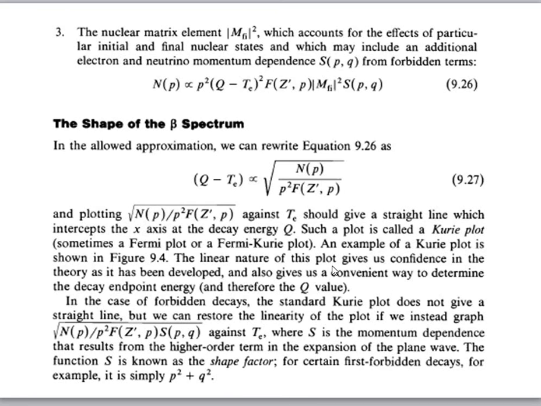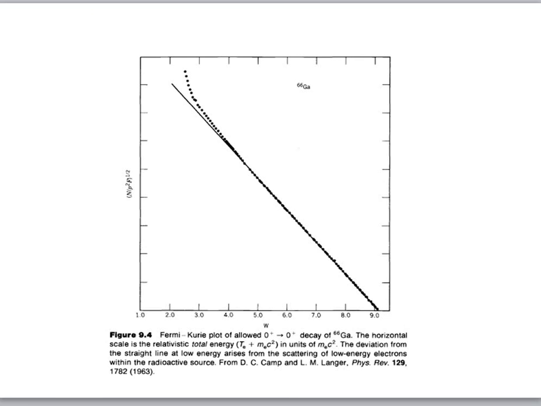This plot is linear in nature, and it gives confidence in the theory as it has been developed, and also gives us a convenient way to determine the decay endpoint energy, or the Q value. So this is that graph. This is the Fermi-Curie plot. This is a straight line.